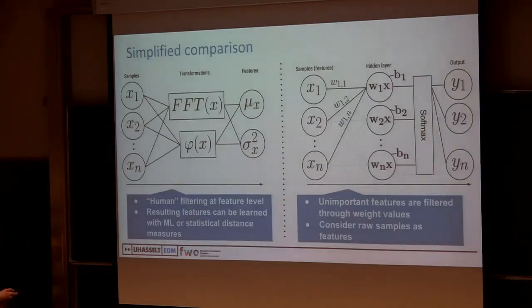To simplify this comparison a little bit, here we have the raw radio signal, and this is what I would like to call the human filtering. So you have, for example, somebody that decides, okay, we're going to take the FFT and then extract the mean of this signal or the variance. However, what we can also do is interpret the radio signal as the features themselves. So instead of these features, we just use the raw samples, and then forward propagate them through a neural network. And so the idea is that the machine learning algorithm will automatically filter those unimportant features away through the weight values.